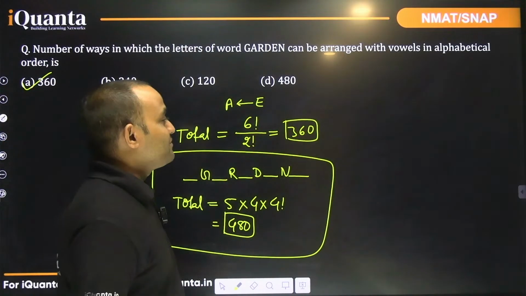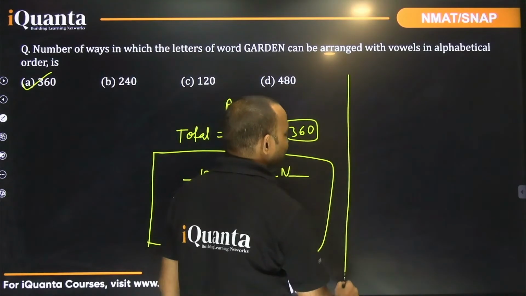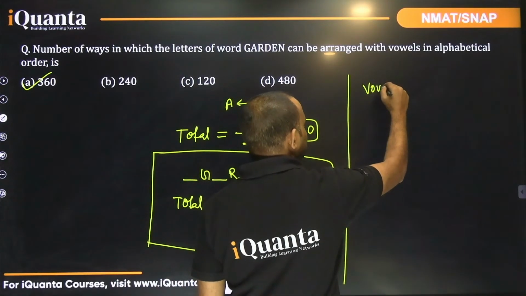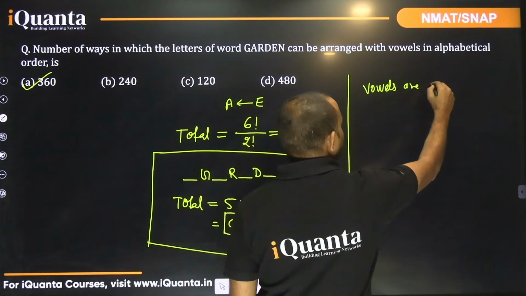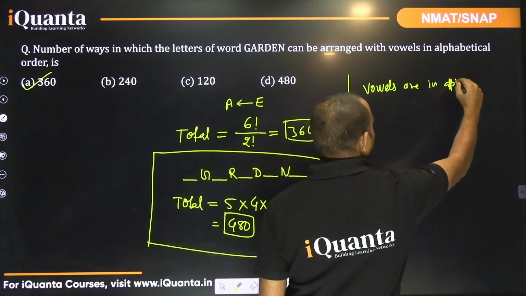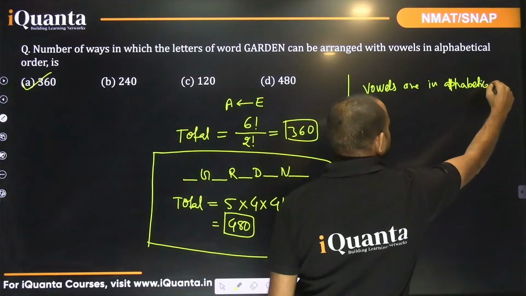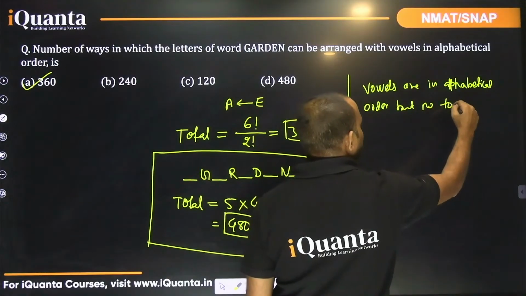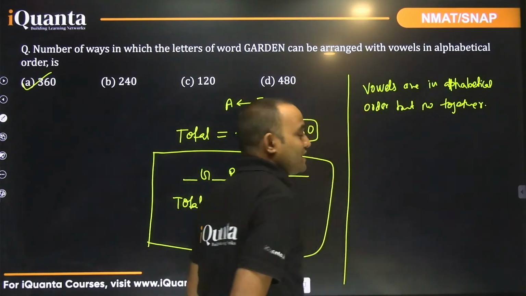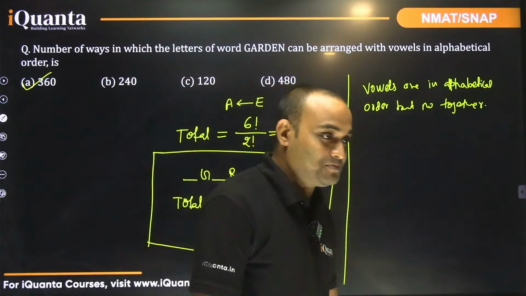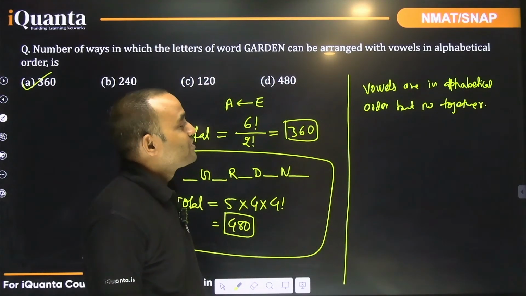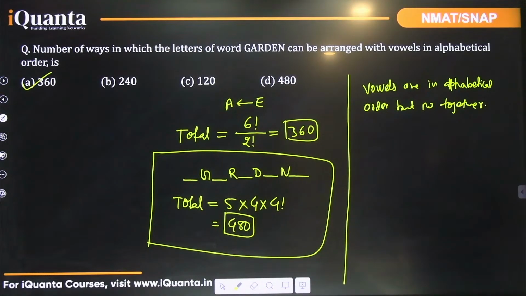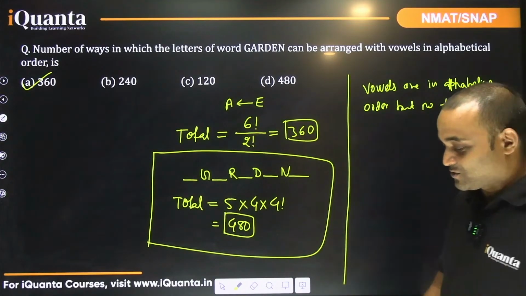Can you answer this: vowels are in alphabetical order as well as not together? Then how many such words are possible?